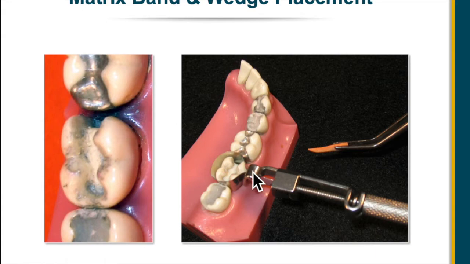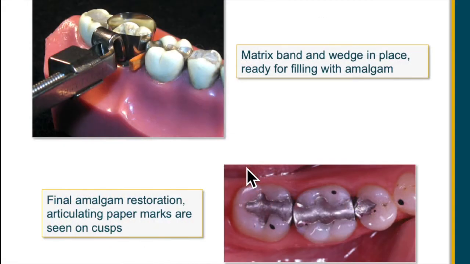So this wedge is going to go in between the teeth to help hold that matrix up against the tooth. So looking here, the wedge has now been placed, and it's holding the matrix against the tooth. And then when you're all finished, the amalgam would look something like this.